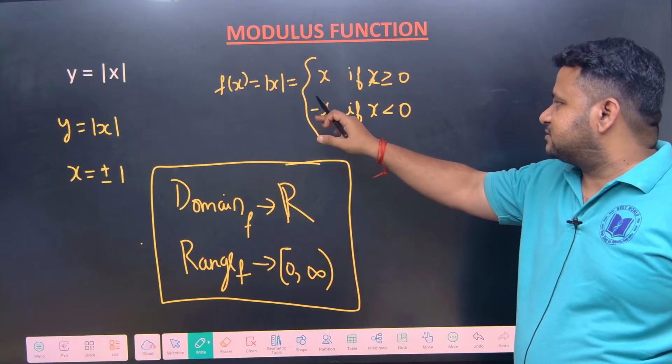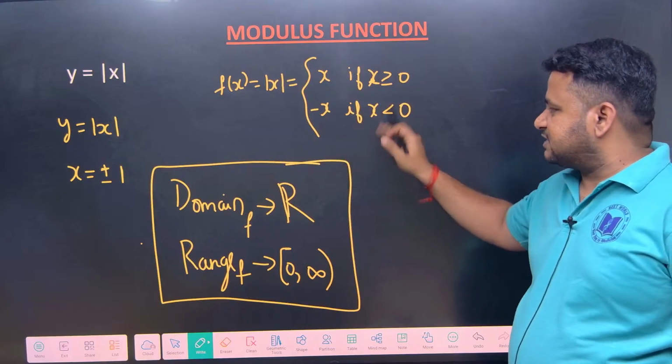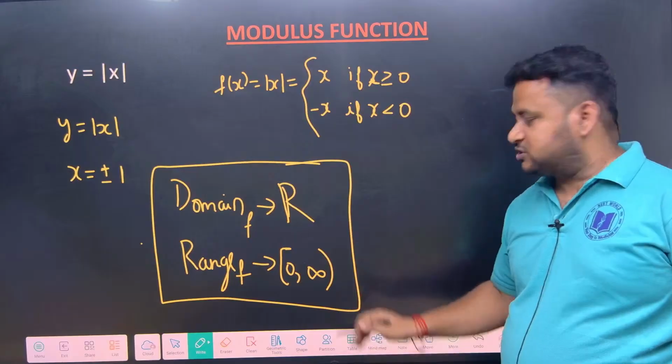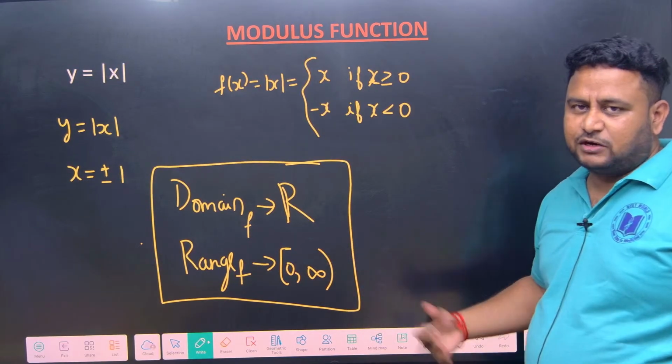If f(x) = |x|, it is equal to x if x is greater than or equal to 0, and equal to −x if x is less than 0. It will take all real numbers, but the output will always be positive. So the range will be [0, ∞), because it is non-negative, that means positive plus 0.